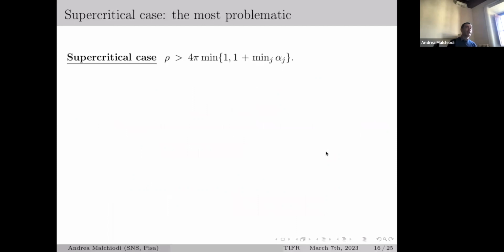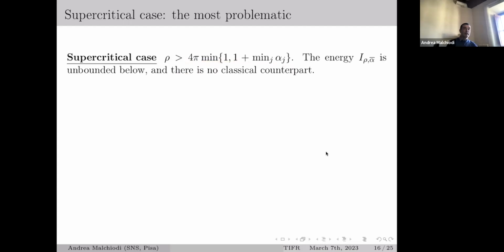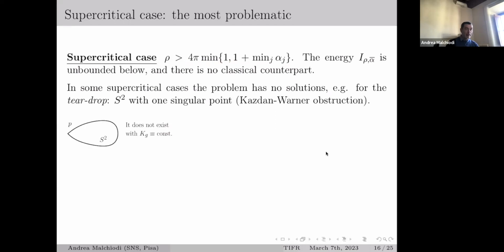And differently from before, you also find supercritical cases in which the curvature exceeds this quantity here that depends on the angles. So in this case, the energy becomes unbounded from below because the Moser-Trudinger inequality does not control anymore the logarithmic term in terms of the Dirichlet energy. And there is no classical counterpart of this situation. Okay. And in fact, in some cases, it's a problem for which you have no solutions.